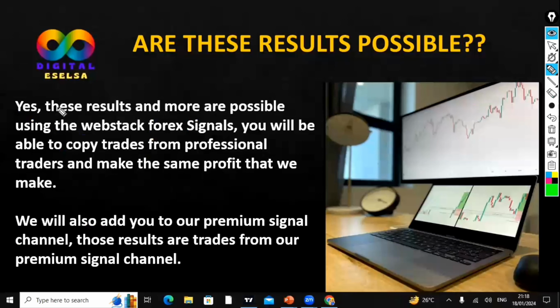Of course. These results and more are possible using the Webstack Forex Signal. You'll be able to copy trades from professional traders like me and also make the same profit that we'll make. We'll also add it to our premium signal channel. Those results are trades from our premium signal channel.